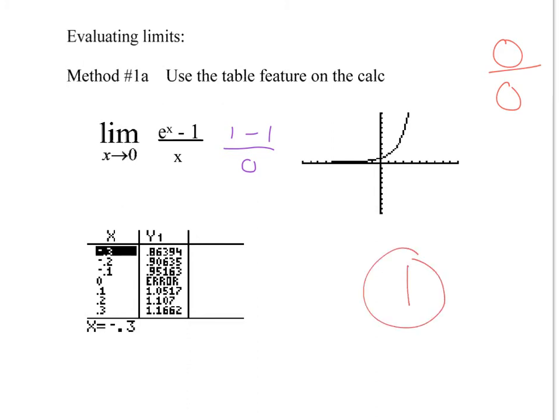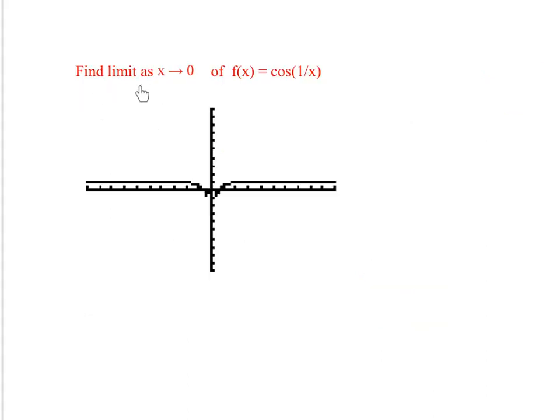Okay, let's look at this function. Find the limit as x goes to 0 of the function f of x equals cosine of 1 over x. If I directly substitute, if I let x be 0, I'm going to get in my function cosine of 1 over 0, which of course we know 1 over 0 is undefined. That's infinitely large, so we don't know what that is. So let's figure out what's happening.